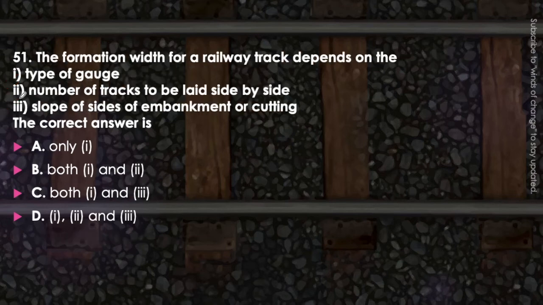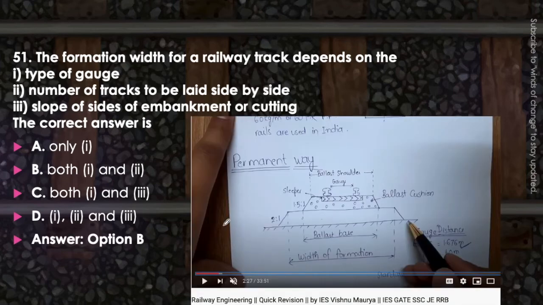Okay. Next question. The formation width of a railway track depends upon the type of gauge, number of tracks to be laid side by side, or slope of the side of the embankment or cutting. In these, the correct answer will be only first, first and second, or first and third, or all of these. So the formation width will depend on... the answer will be first and second only, that is option B.